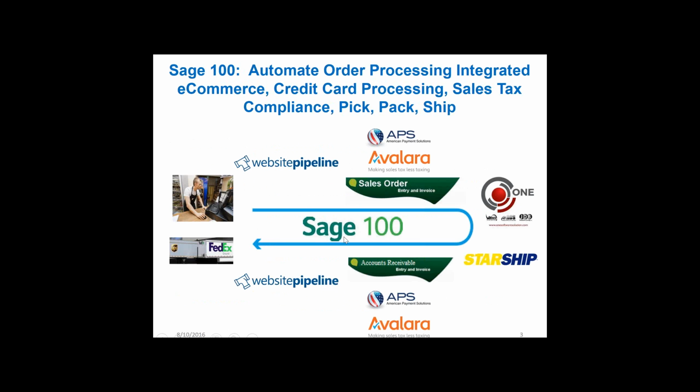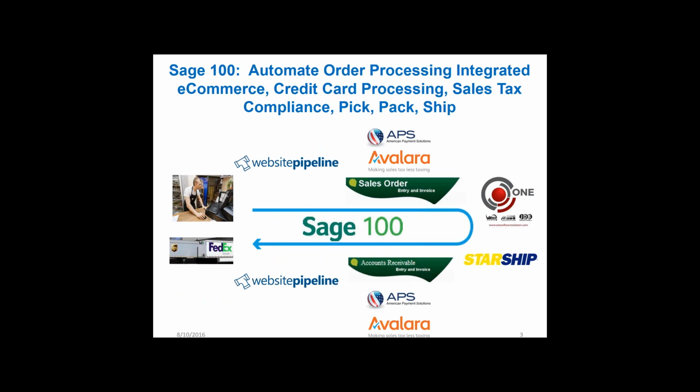So here we're talking about the workflow. Today we're going to talk about how an order comes into Website Pipeline, and all that order information is transferred into Sage 100 sales order entry and invoice, and how Avalara applies its sales tax automation to that order to make sure that the customer is complying with all the sales tax rules. Then American Payment Solutions is going to talk about level 3 processing and how to reduce the cost of credit card processing by using their level 3 process.